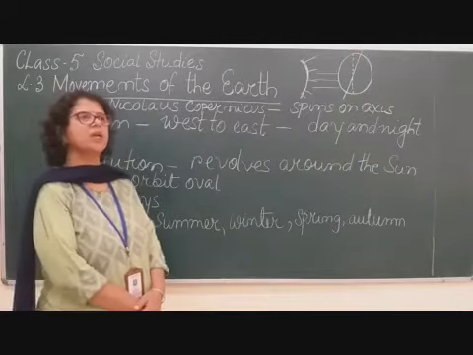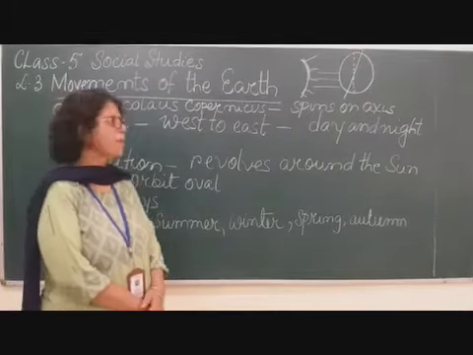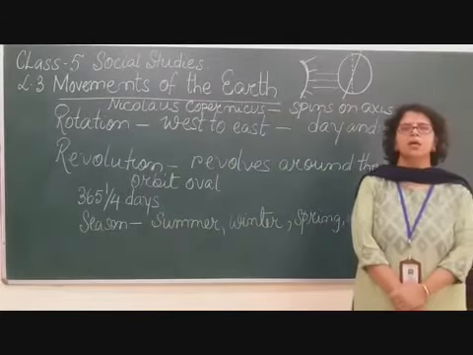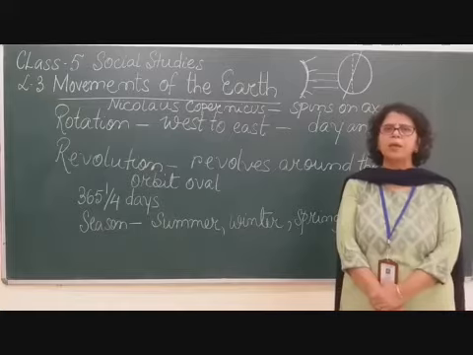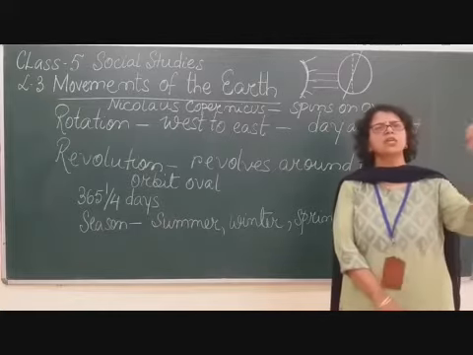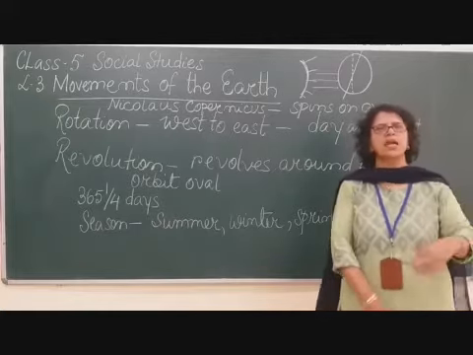Okay. Now, children, coming to the third chapter, that is the movements of the earth. As we all know, the earth is spherical in shape and it rotates on its axis. But previously, people did not know. In the olden times, people could see the sun rising and setting. They thought that the sun is moving and the earth is static in one place. It was Nicolaus Copernicus, the astronomer, who first told that the earth rotates on its axis. People did not believe him, but later they understood and believed it.